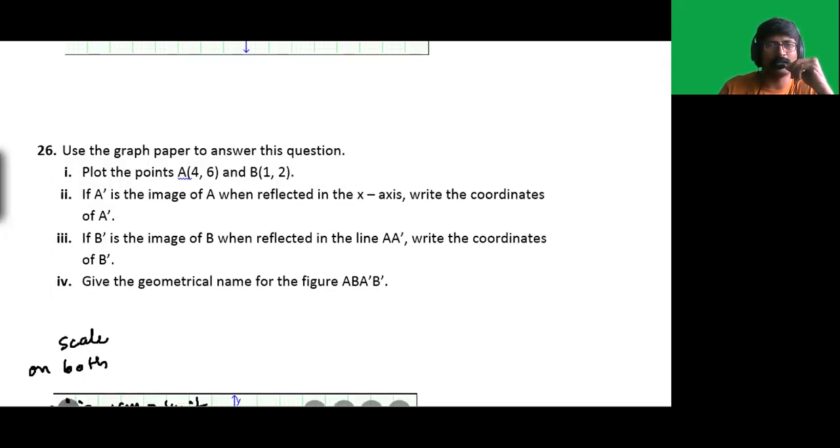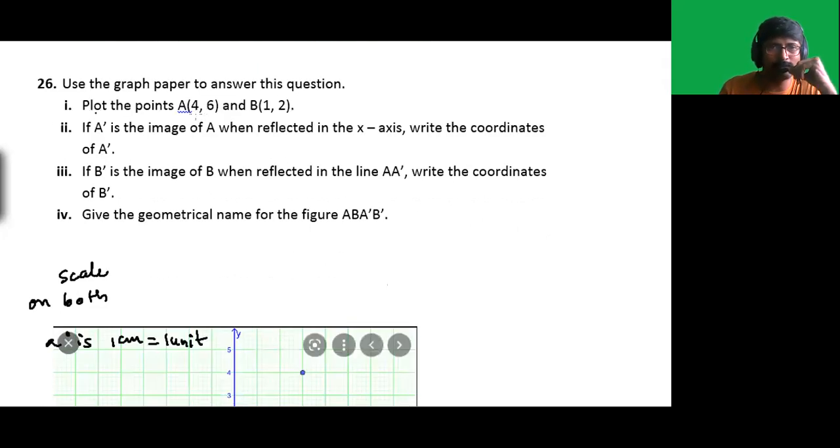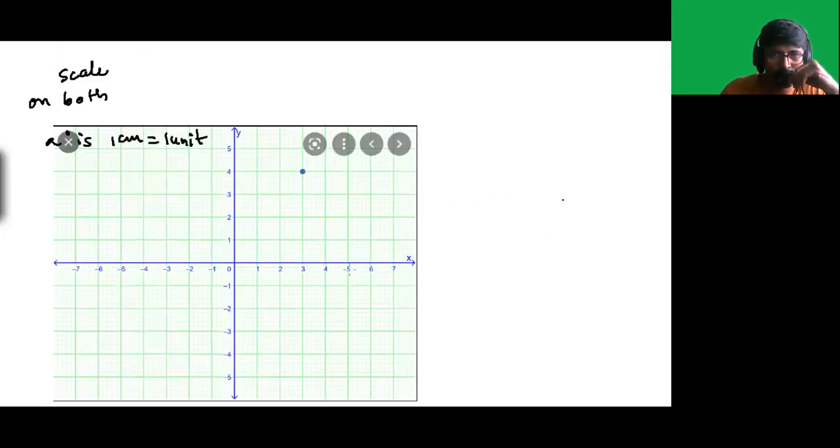The graph paper is ready, and I hope yours is also ready. Plot point A (4, 6) and B (1, 2). Never read both points and go; always read only one at a time. A is 4 comma 6. So where will 4 comma 6 be? 4 over here and 6 over here. I guess this is 4 comma 6. Isn't it? This is 4 comma 6. A is 4 comma 6.